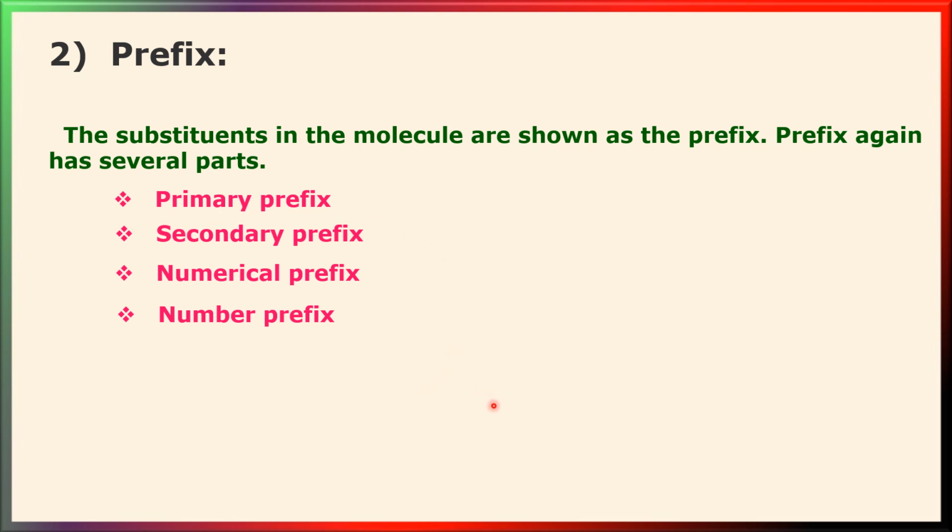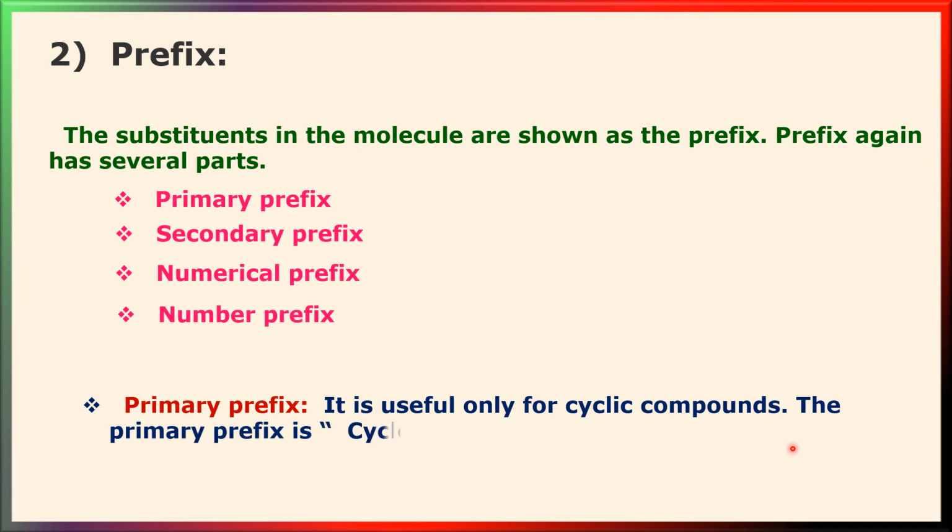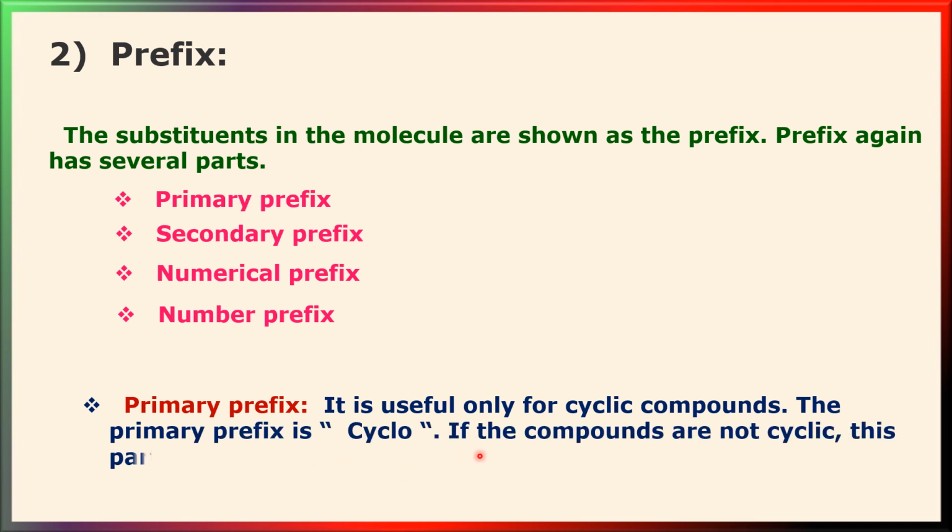What is primary prefix? It is useful only for cyclic compounds. The primary prefix is cyclo. If the compounds are not cyclic, this part is absent. That is, primary prefix is used only for closed chain compounds. That is, compounds containing ring-like structures, closed chain compounds. Then only we use this primary prefix. And there is only one prefix, that is primary prefix cyclo, and it is ignored for branched chains, and it is used only for cyclic compounds, that is closed chain compounds. Okay.